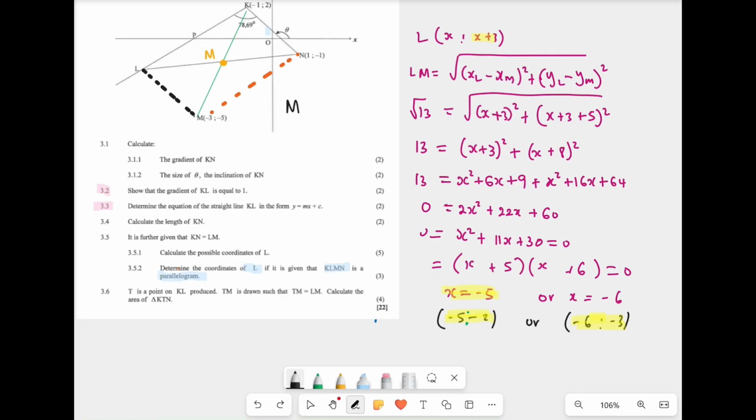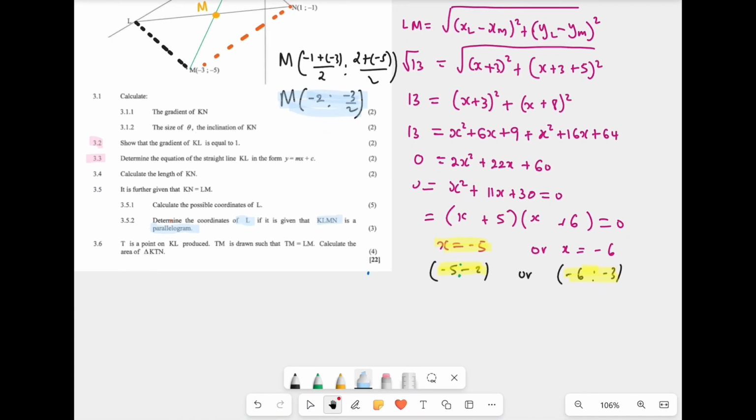Okay, let me write it here. The midpoint will be minus 1 plus minus 3 over 2. And then for the y value, we are going to have 2 plus minus 5 over 2. And that means that the coordinates of the midpoint are negative 2 and negative 3 over 2. Now we do have the coordinates of the midpoint.